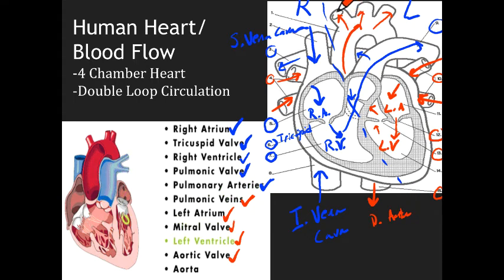And then this is the ascending aorta. Okay, so it looks kind of like a mess, but hopefully it makes sense when you look at this and follow step by step how blood moves, if it's oxygenated or deoxygenated, as it moves through the heart, going through the double loop circulation.